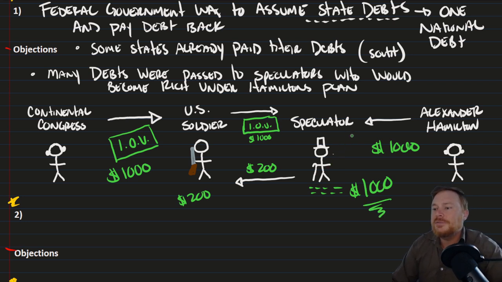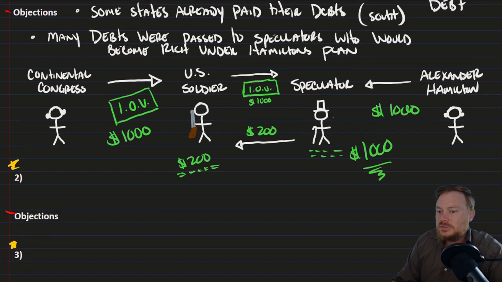And so this emphasis on the creditors, there were some people who objected to that notion. The U.S. soldier who should have got $1,000 only got $200 in the meantime. The speculator who had bought up the debt ended up making a killing. So that was also a controversial feature of Hamilton's plan.